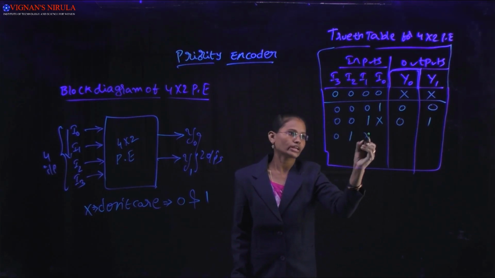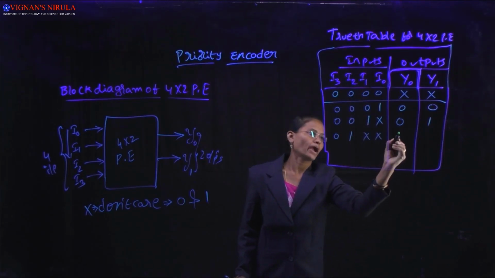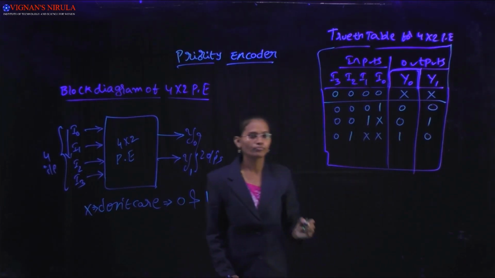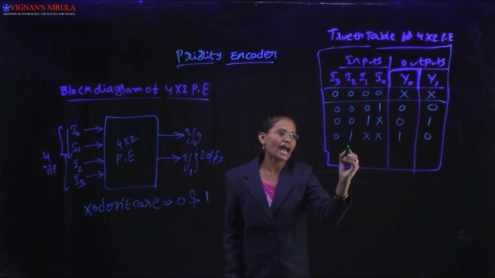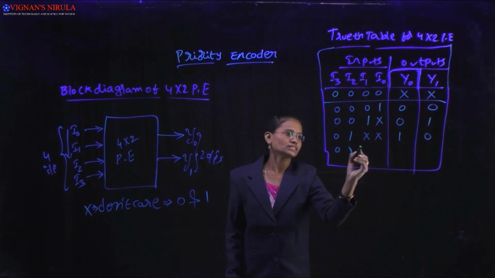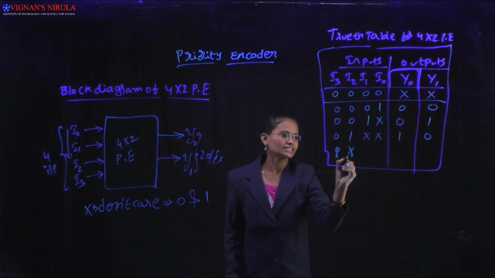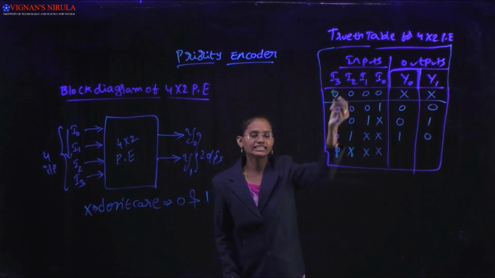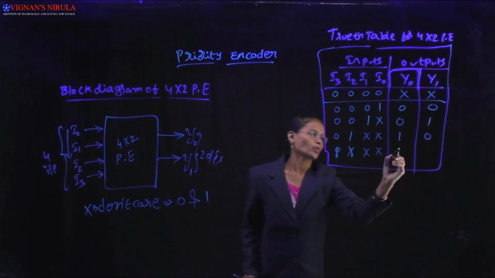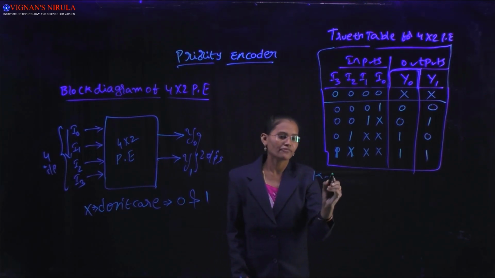And next priority is I2, and the others are don't care. In this case the output is the binary number 1, 0. Next case, the preference is I3, and these are the don't care conditions. I3 is the input, then the output is 1, 1. Next, draw the K map.